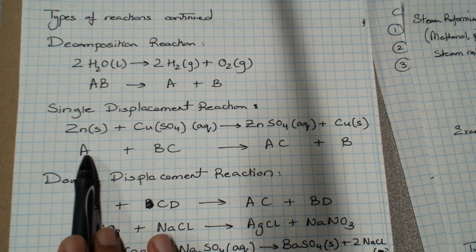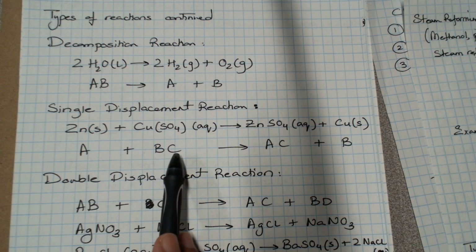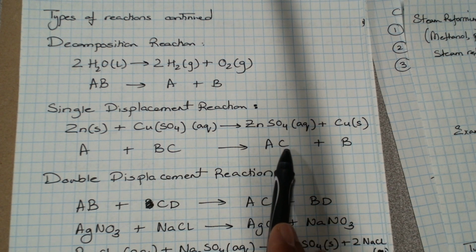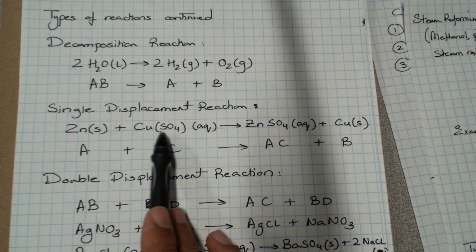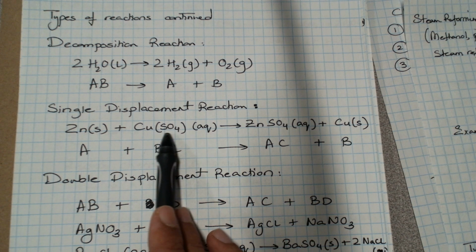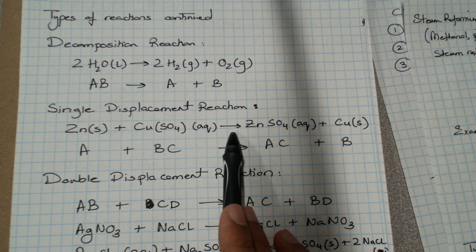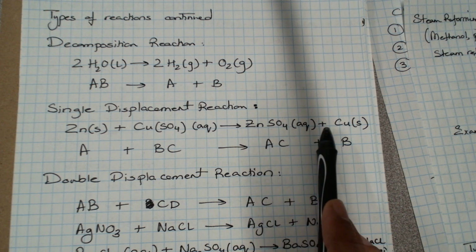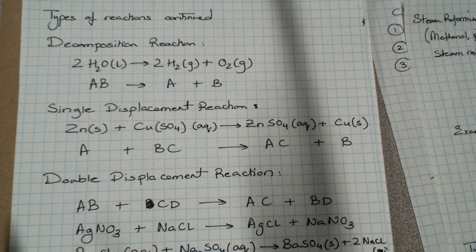Single displacement reaction: you have 3 things, but then one of them changes partners. So B is with C, but on the product side, C is no longer with B. C has switched partners and gone to A. So an example is solid zinc plus copper sulfate. SO4 is called sulfate, sulfur and oxygen together. It's an aqueous solution, so it's a water-based solution. It yields zinc sulfate aqueous solution plus copper in its solid state. So this is a single displacement reaction.